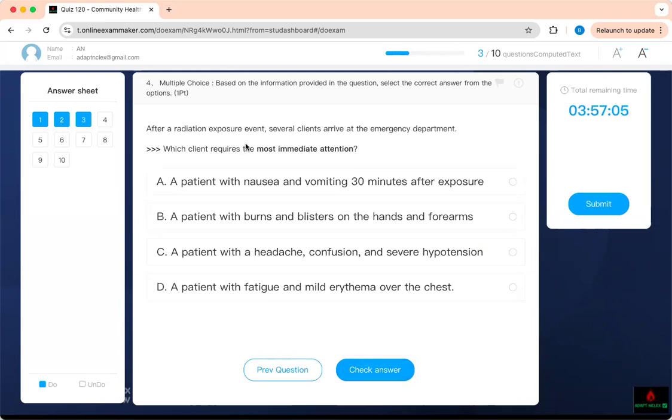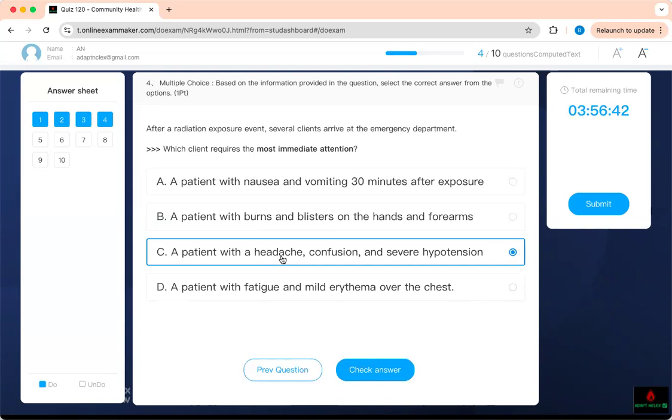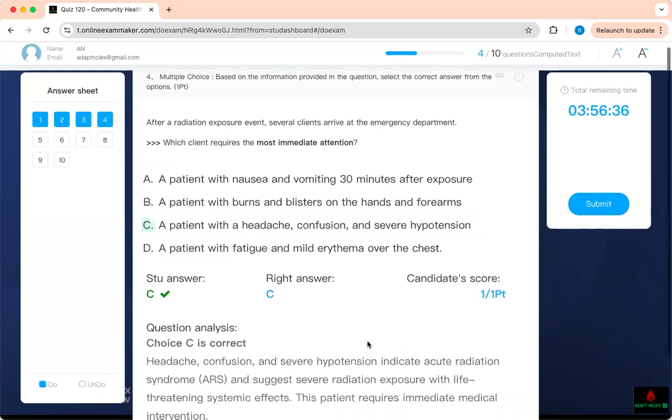After a radiation exposure event, several clients arrive in the emergency room. Who needs to be seen first? A patient with nausea and vomiting 30 minutes after exposure, and burns and blisters on the hand and forearm from radiation exposure. A patient with headache, bad. Confusion, bad. Severe hypotension, bad. They're getting bad systemic manifestations of the radiation. Fatigue and mild erythema of the chest is fine. C is your right answer.